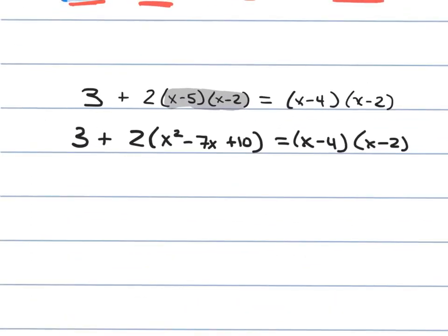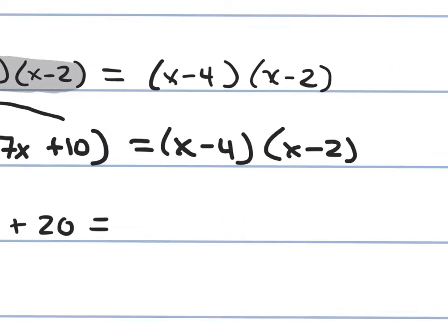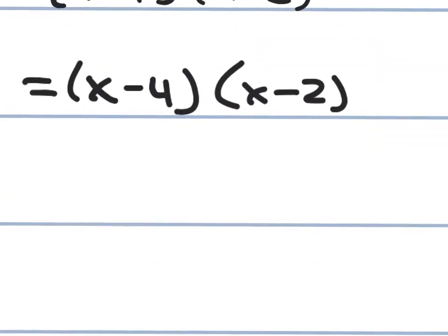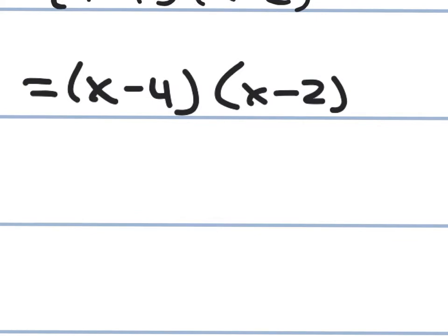All right, let's do a little distributing here. We get 3 plus 2x squared minus 14x plus 20 is equal to, now we have to work this one out as well. How do I do that? Sorry, it's a little delayed there. Let me see if I can make it a little faster. There we go. How do I do that one?